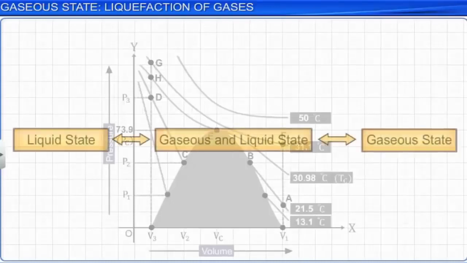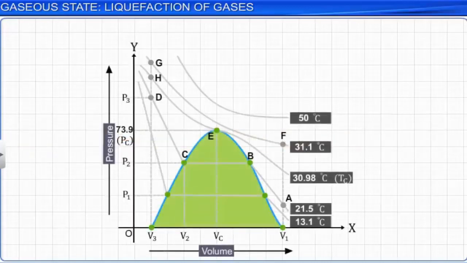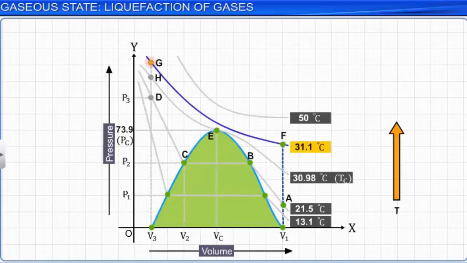Note that it is possible to change a gas into a liquid or a liquid into a gas such that there is always a single state present by altering the conditions of temperature and pressure. For example, in the graph, we can move from point A to point F vertically by increasing the temperature. Point G can be reached by compressing the gas at constant temperature along the 31.1 degree Celsius isotherm. As the curve FG lies above the critical temperature, increase in the pressure doesn't result in the liquefaction of the gas.